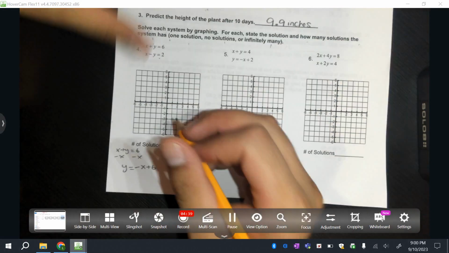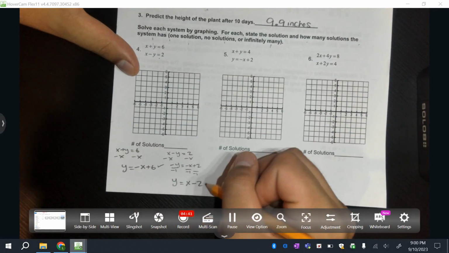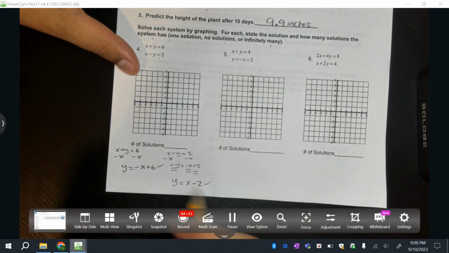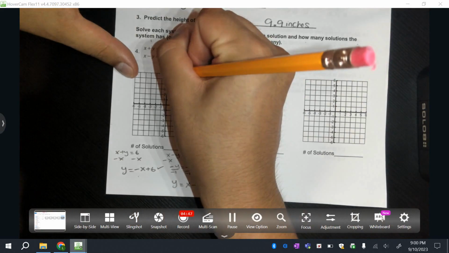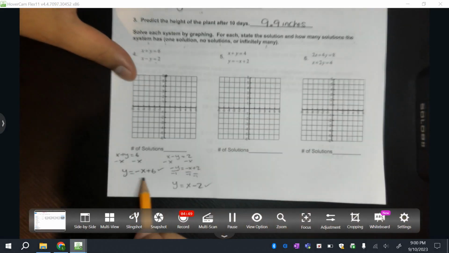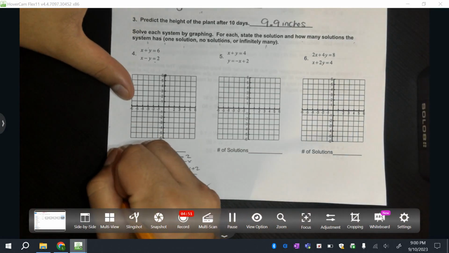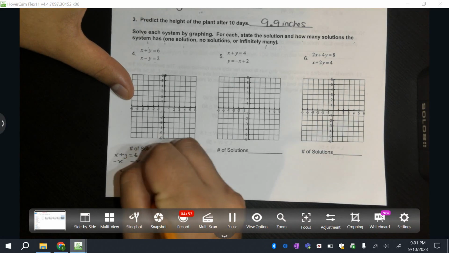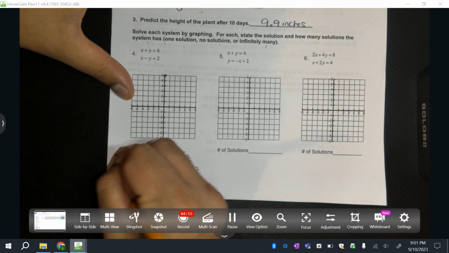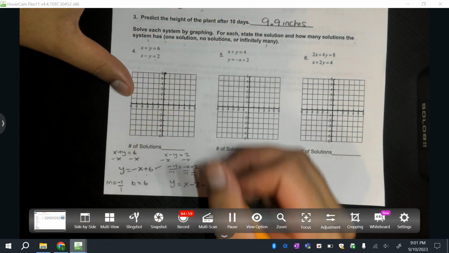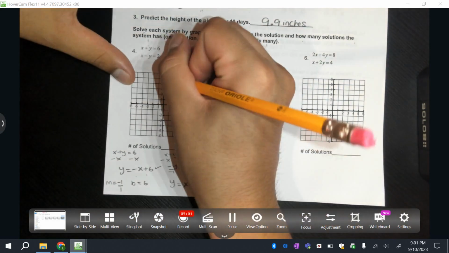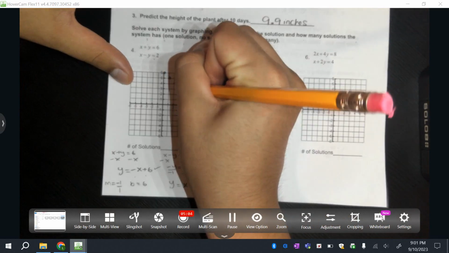Alright, so now we have two equations that are ready to be graphed. I'm going to start off with negative x plus 6. I'm going to start off with the y-intercept, which is plus 6. So the b is 6 on this one. The slope is negative 1. You can think of it as negative 1 over 1. So we're going to go down 1, right 1, down 1, right 1, down 1, right 1.